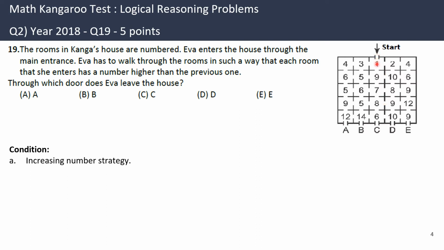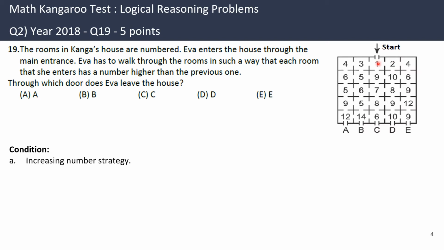So let's start with number 1. She goes to number 2, then to 4, 6, 9, and 12. So till here, it is meeting the increasing number condition. However, post this room, she can either go here or here to exit, but both the numbers are smaller than number 12. So this does not meet our requirement. Let's try another route.